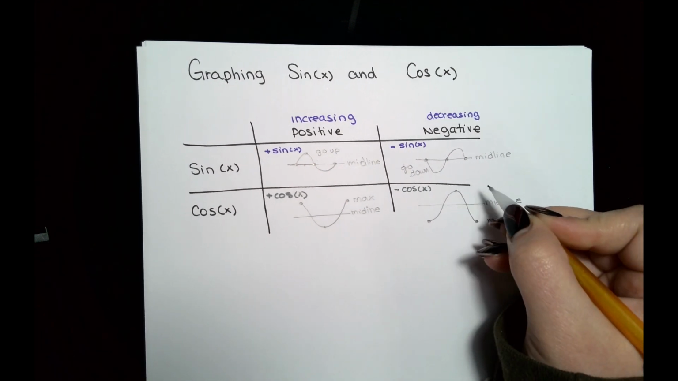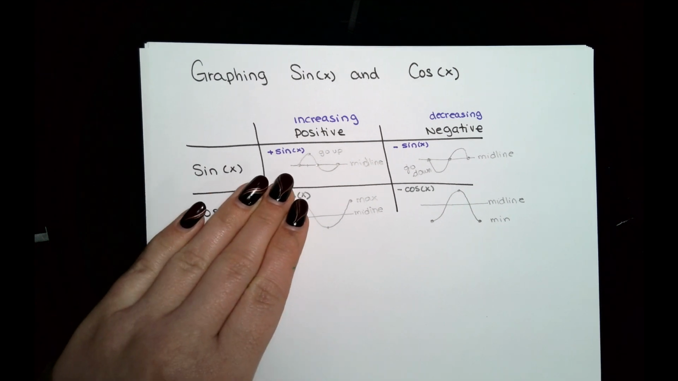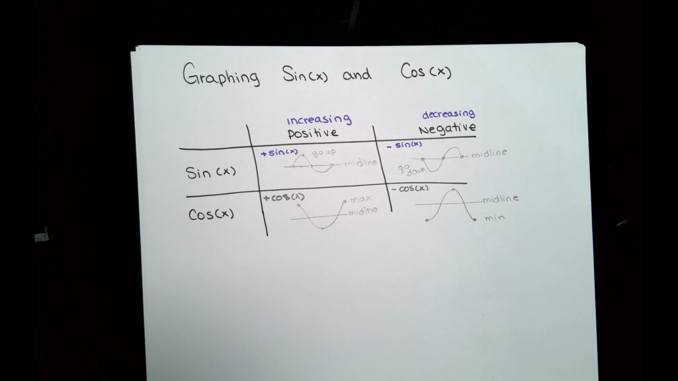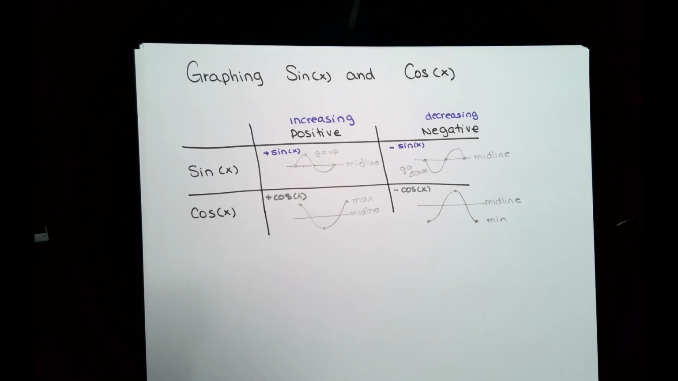Okay, so let's go through this. Positive sine, go up from the midline. Negative sine, go down from the midline. Positive cosine, start at the max. Negative cosine, start at the minimum. And now we start with example number 1.